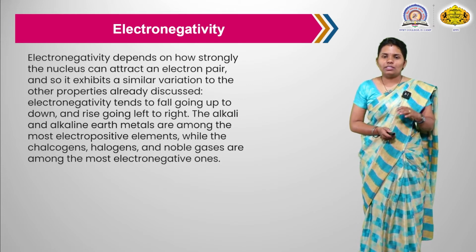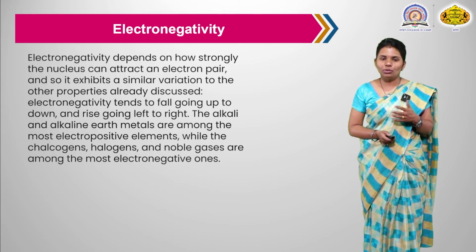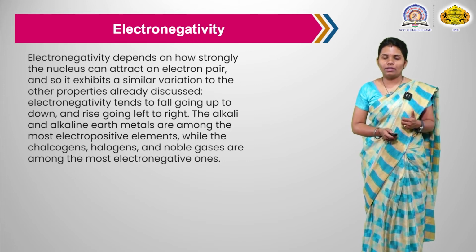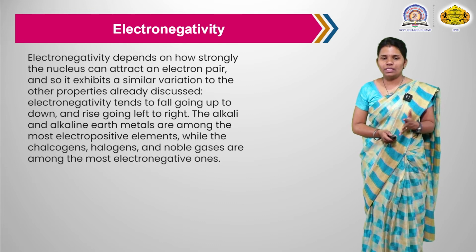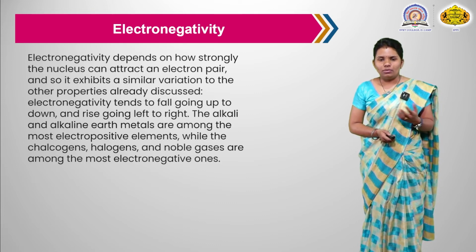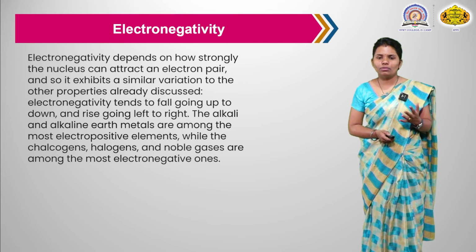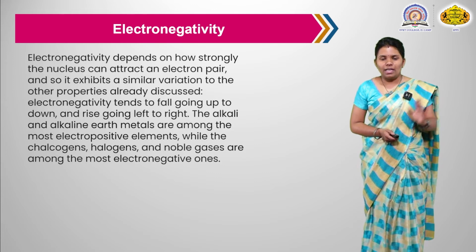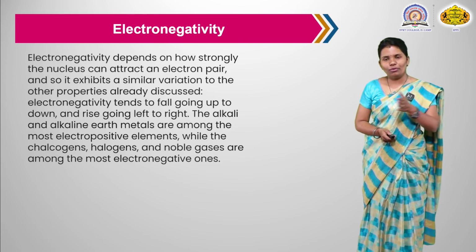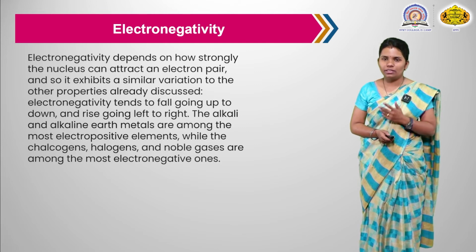Next is electronegativity. Electronegativity depends upon how strongly the nucleus can attract an electron pair. So, it exhibits a similar variation to the other properties already discussed, that is ionization energy and atomic radii. The electronegativity tends to fall going from up to down and rise going from left to right. As you go from sodium to fluorine, fluorine has the highest electronegativity value in the periodic table.